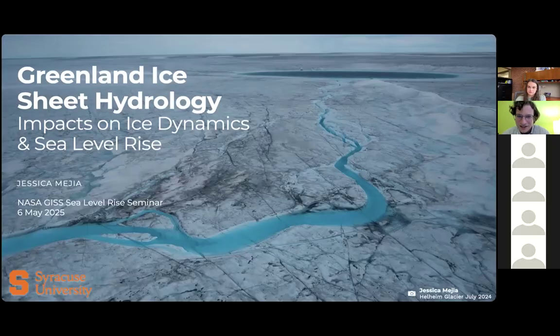sheet. Dr. Mejia received her MS in geophysics from the University of Alaska Fairbanks and her PhD in geology from the University of South Florida. And she was also a postdoctoral research fellow in the Glacier Modeling Lab at the University of Buffalo, where she led field campaigns on Helheim Glacier in southeast Greenland. So today, Dr. Mejia will be speaking on the topic hydrology of the Greenland ice sheet, impacts on ice dynamics and sea level rise. So welcome.